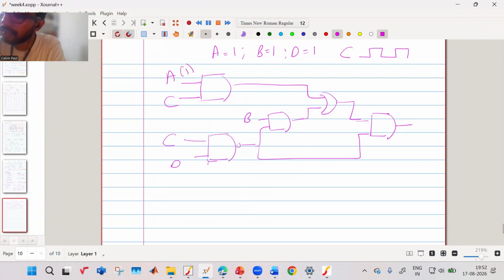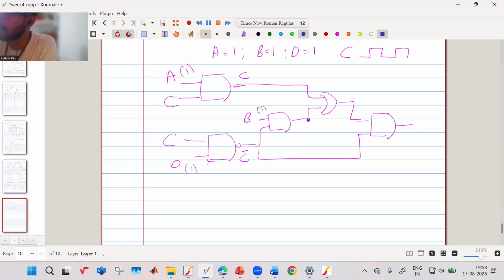So your A is 1 and this is your C. So 1 and C, what will be the output? 1 and C is C. Very good. Now C and D and the NOT of that. D is also 1, so what will this be? C bar. So this will be equal to C bar. Very good. So then what will this be over here?